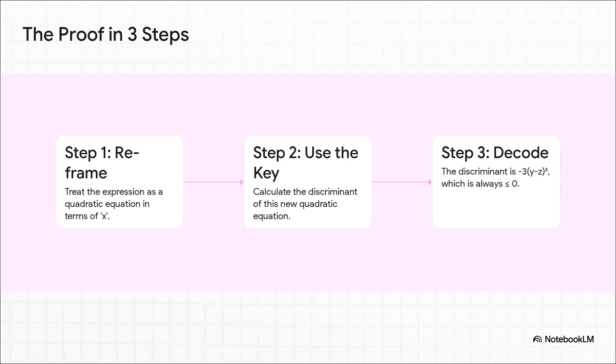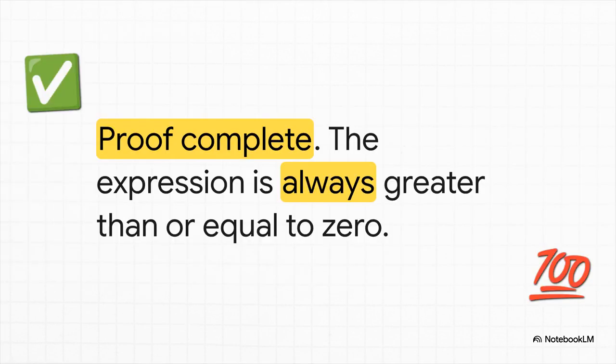And what do we know about a quadratic whose leading term is positive and whose discriminant is never positive? We know its graph is a parabola that opens up and either just touches the x-axis or floats completely above it. It can never ever go below 0. And that's it. Proof complete. With one incredibly clever move using the discriminant, we've proven, beyond a shadow of a doubt, that this expression can never be negative. It's like a magic trick, but it's just pure, beautiful logic.